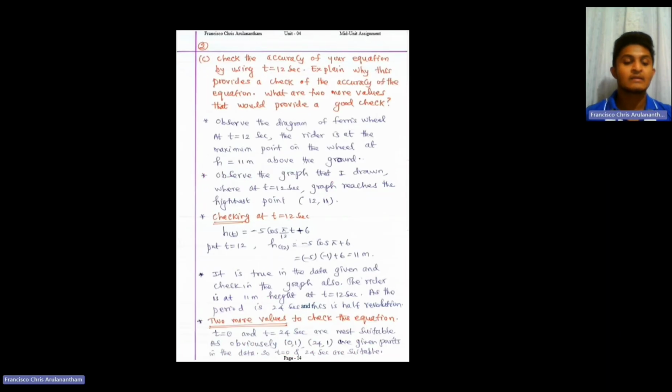Now we will move on to the last part of the second question. Part C is: check the accuracy of your equation by using t equal to 12 seconds. Explain why this provides a check of the accuracy of the equation. What are two more values that would provide a good check?